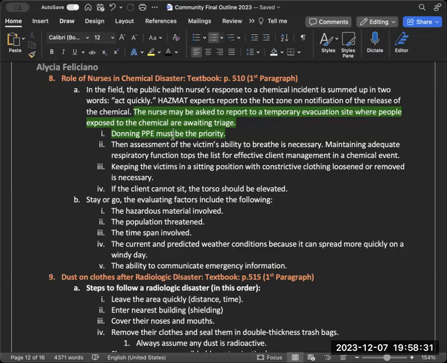Getting them to the area, assessment of the victim's ability to breathe, and looking at their airway and respiratory function, keeping the victims in a sitting position with loosened clothing. And if this patient cannot sit, make sure the torso is elevated, but our priority is donning PPE. And then after that, we assess breathing. So airway is our priority for this.